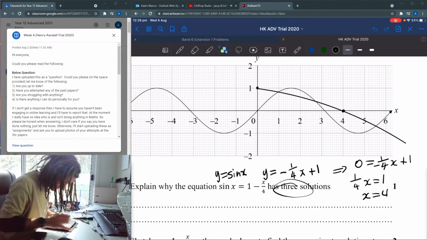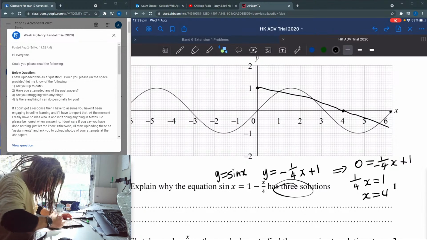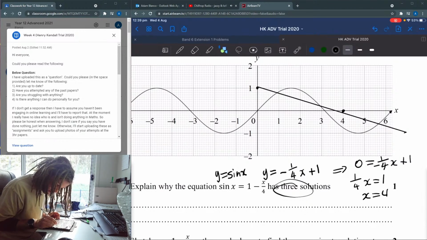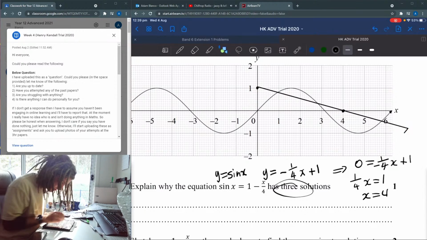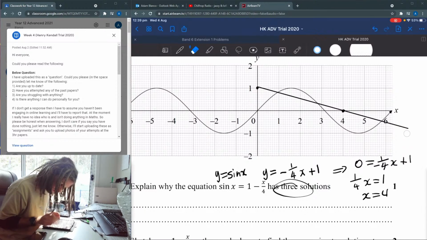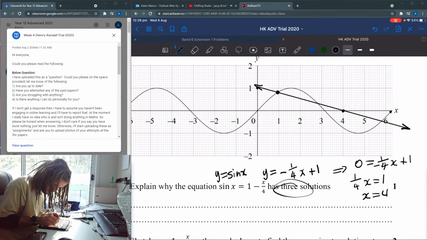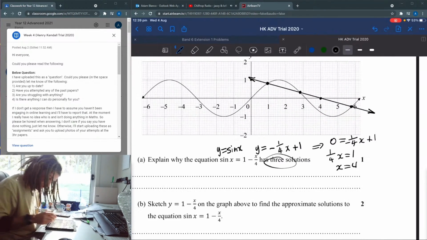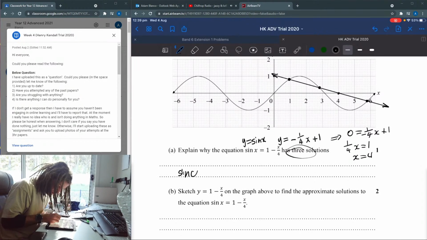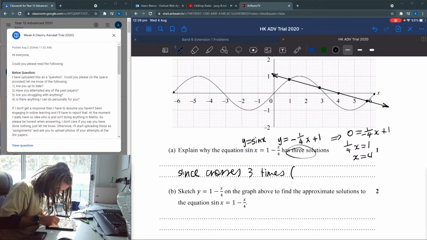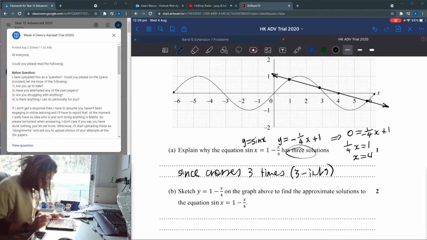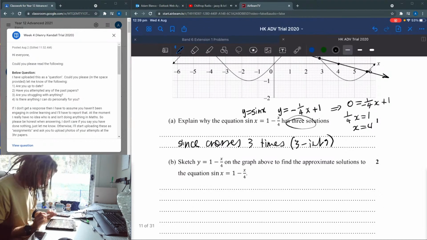Hopefully that is a curved line. That will do, I guess. Okay, that goes on forever. That goes on forever. How many times did it cross? 1, 2, 3. Yay! Since it crosses 3 times, there are 3 intercepts. Sketch it on the graph. And I've already done that.